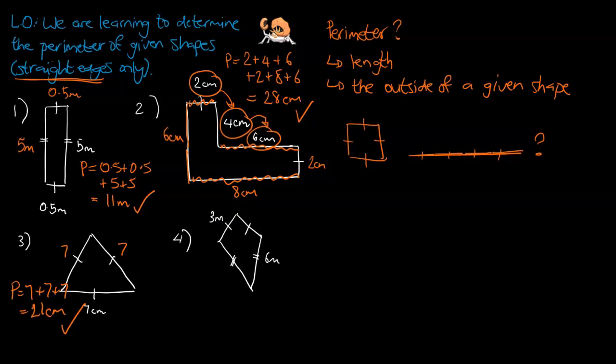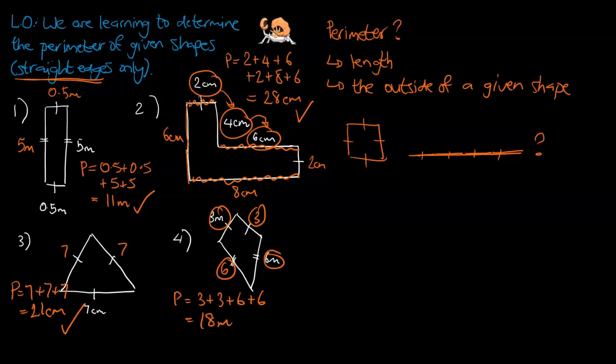And the final one, this shape, hopefully you know it, it's called a kite. We can see single dashes up the top. So that's going to be 3 meters. Double dashes down the bottom. That's going to be 6 meters. Perimeter equals 3 plus 3 plus 6 plus 6. So 3, 3, 6, 6. I add them all together, I'm going to get 18 meters.